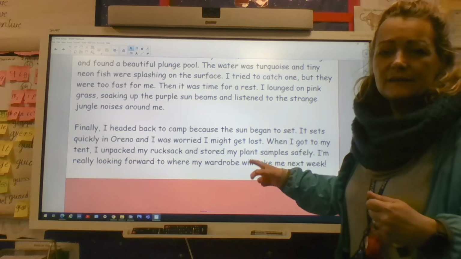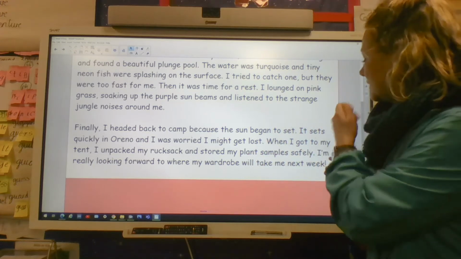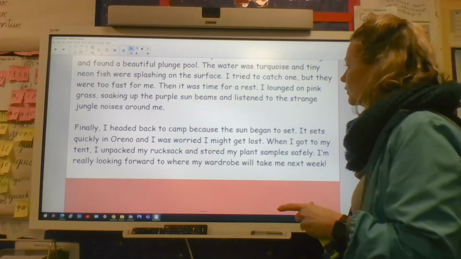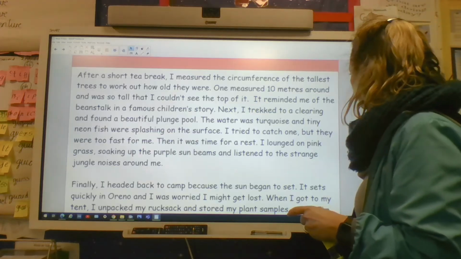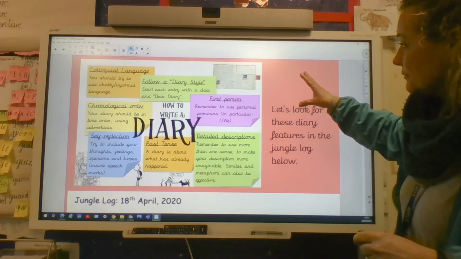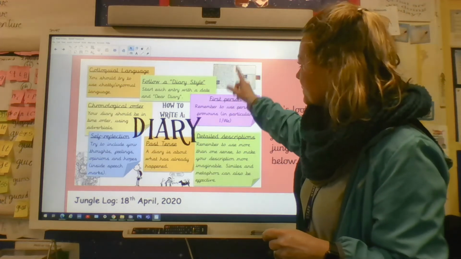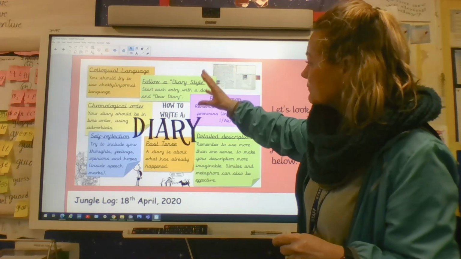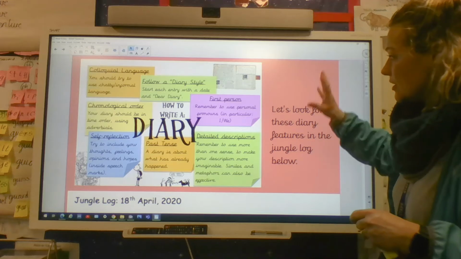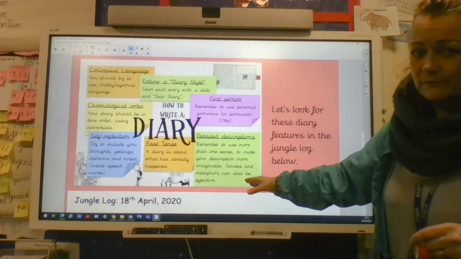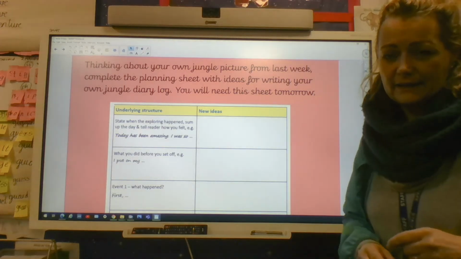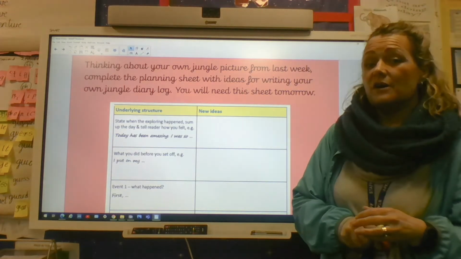So I can already see lots of examples in this text of the features we looked at on our diary. So if we go back, look at our diary examples. Descriptions, first person, diary style, colloquial language, chronological order, self-reflection, past tense, all good. What we're going to move on to is completing our planning sheet, ready for writing our own diary entry.